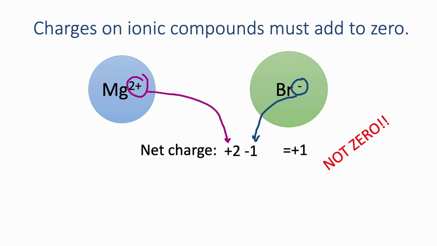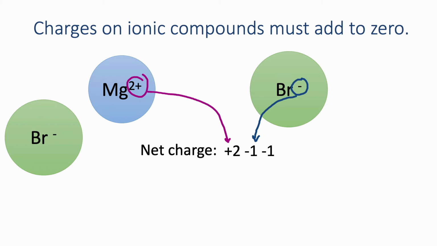Well, what does that mean? It means we still have charge left and something is going to need to neutralize it. What would you need to neutralize this positive charge? You'd need something that was negative. So we could, for example, throw in another bromine. And what would happen if we did that? Add another -1 charge, and now our net charge is 0. So for every magnesium you have, you're going to end up having 2 bromines. And we would write that as MgBr2.